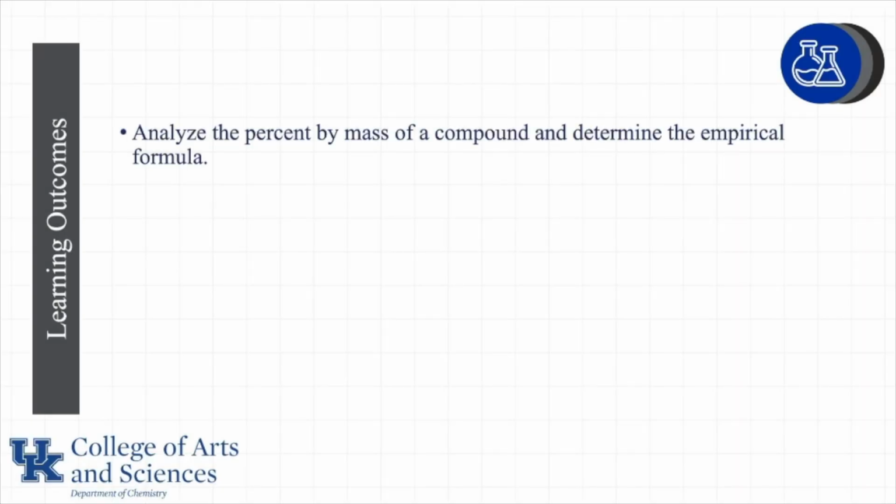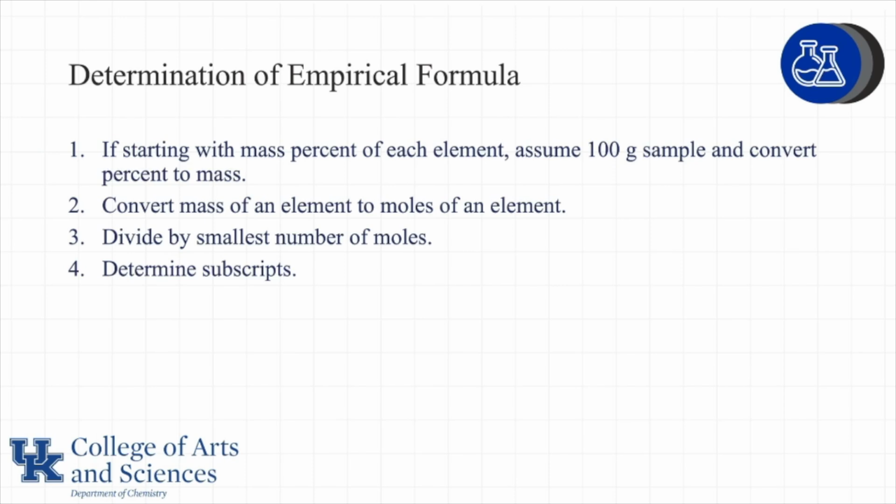In this lesson, we're going to analyze the percent by mass of a compound and use that to determine the empirical formula. When starting with the mass percent of elements in a compound, there are 4 steps to determine the empirical formula.